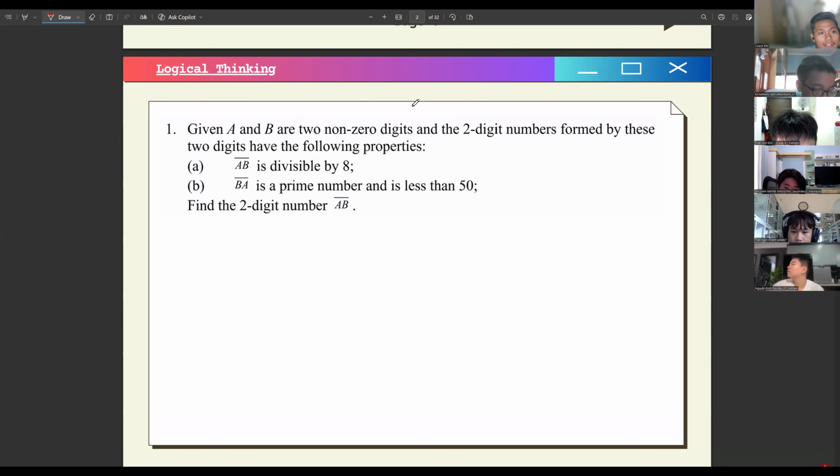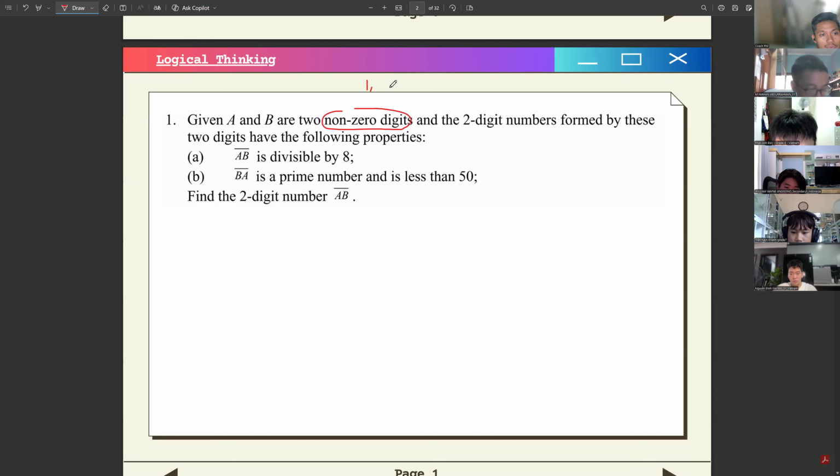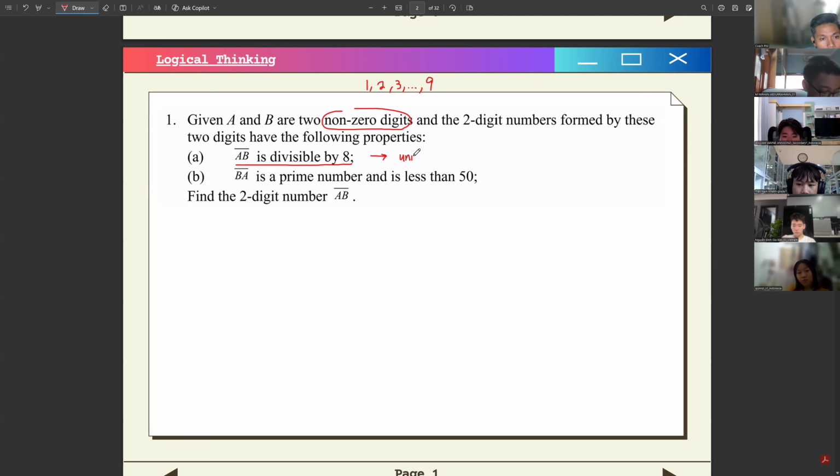Okay, so you are using two non-zero digits. So be careful with this. You can only use the digits 1 up to 9. And it's not said that A and B cannot be the same, no? So both of them can be any number from 1 up to 9. So AB is divisible by 8. What does that tell us? If AB is divisible by 8, that means that the units digit is even, right? Units digit is even, since all of the multiples of 8 have an even units digit.